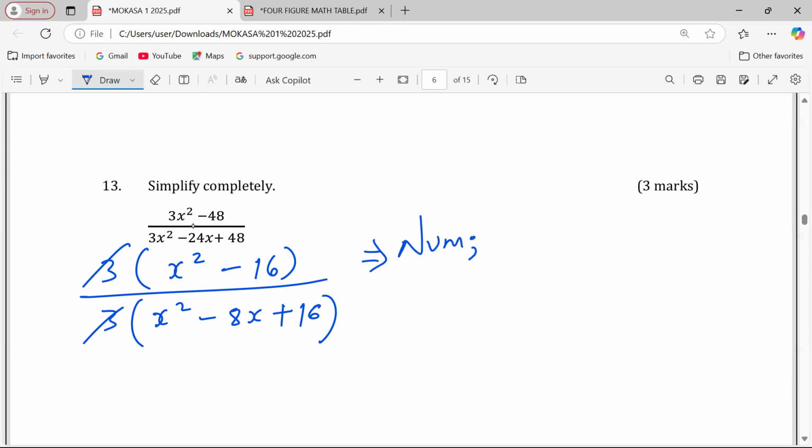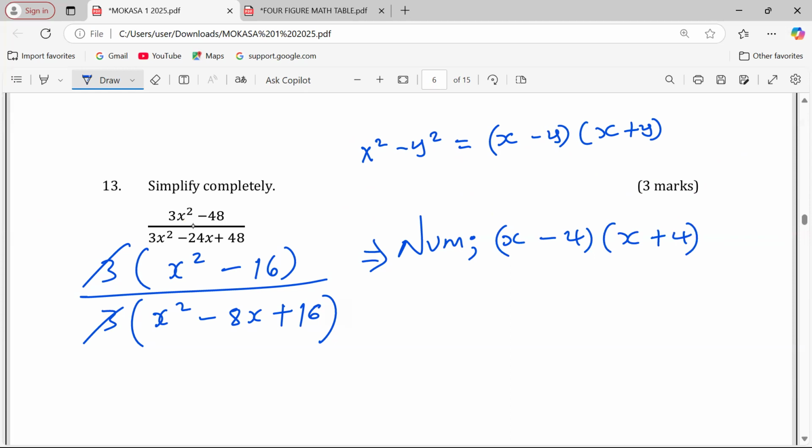Now from the numerator, we talk about a difference of 2 squares, because there is a square root for x squared and a square root for 16, and between them is a minus. We call it a difference of 2 squares. Generally, a difference of 2 squares is factorized as x minus y, x plus y. So to factorize this, we need x minus 4, x plus 4. That is fully factorized.